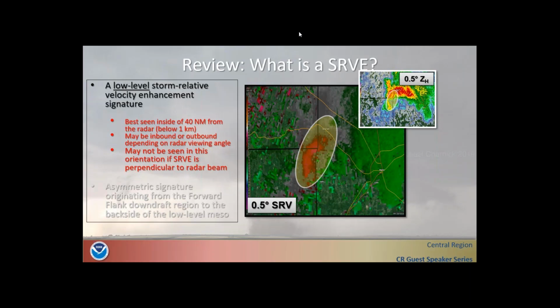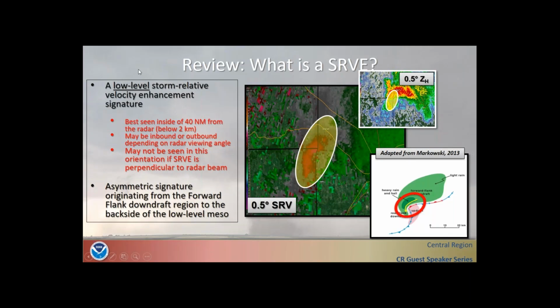In one of the examples I have later, you can still see the survey, even though it's more of a zero isodop, but you can follow the airstream. But as John said, and this is key, this is an asymmetric signature that originates from the forward flank downdraft, wraps around the backside of the low-level meso, and then, if processes are right, moves underneath the low-level meso. So it's an airstream, not an indication of, let's say, the mesocyclone. It is this airstream that's important.